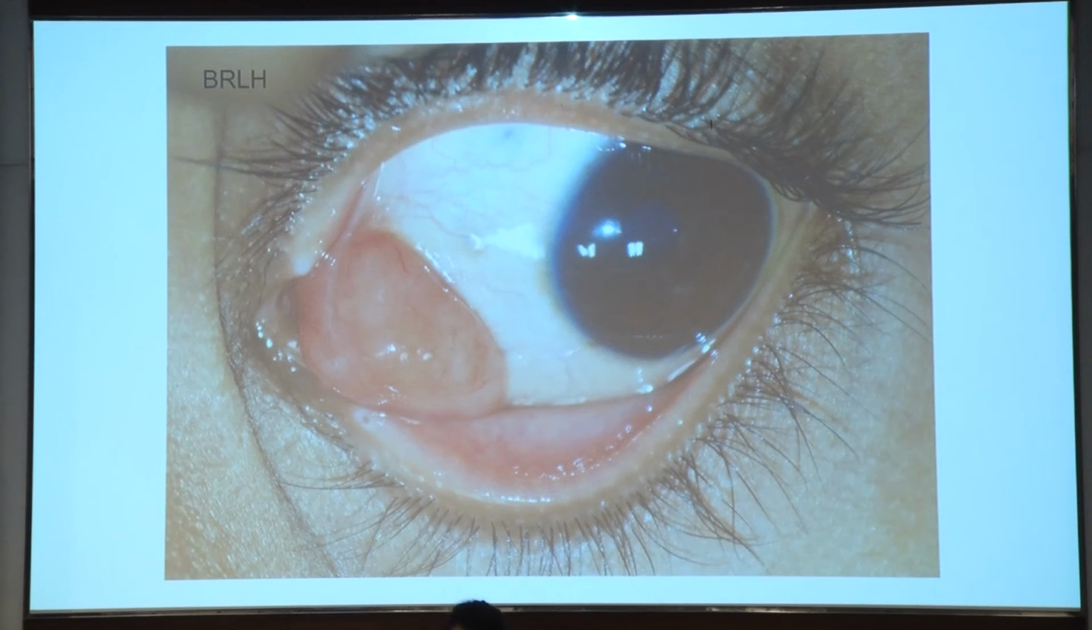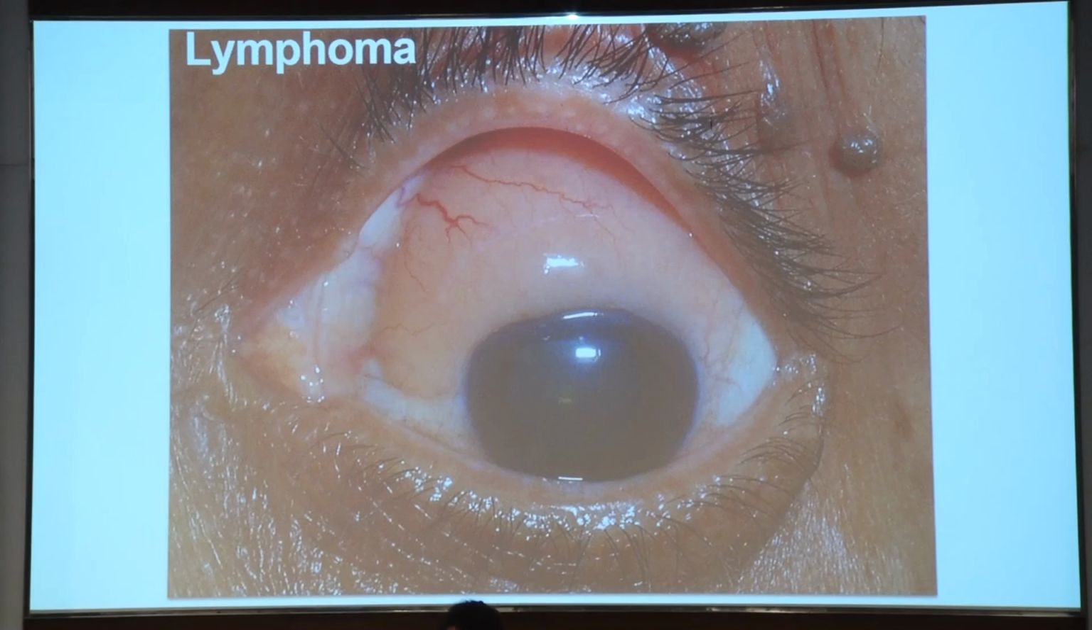It turned out to be a benign reactive lymphoid hyperplasia. Whereas this elderly patient came with a similar looking mass with a lot of vessels in the lesion, a large pinkish mass. You couldn't see the posterior extent, so in such cases imaging is required, biopsy is required. This is a classical case of a lymphoma, MALT lymphoma, and depending upon whether there is systemic involvement or not, you plan chemo or radio.